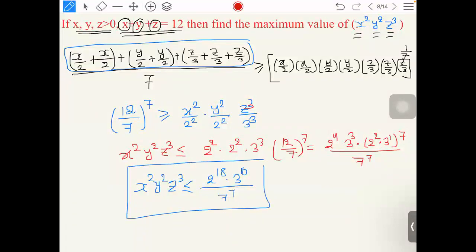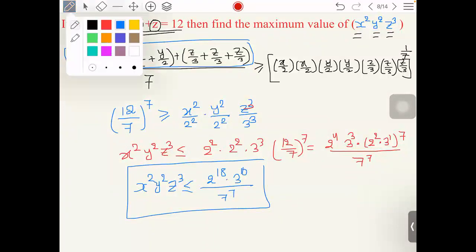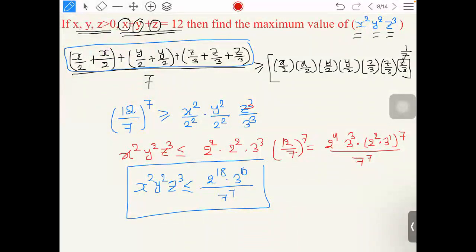So this is the maximum possible value of x squared, y squared, z cube. Now our next question is, for what values of x, y, and z will this occur? We have seen that AM equals GM when all the terms are equal. That means x by 2 equal to x by 2, which has to be, but it must be equal to y by 2 as well, which in turn is equal to z by 3 as well. So we can say that x by 2 is equal to 12 by 7, or x equals 24 by 7.